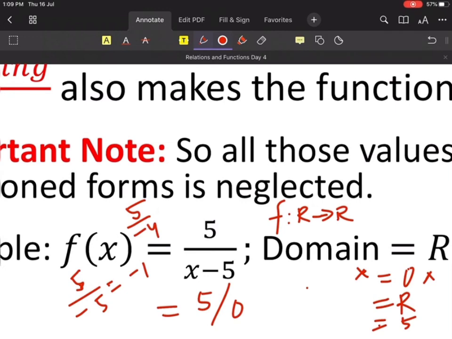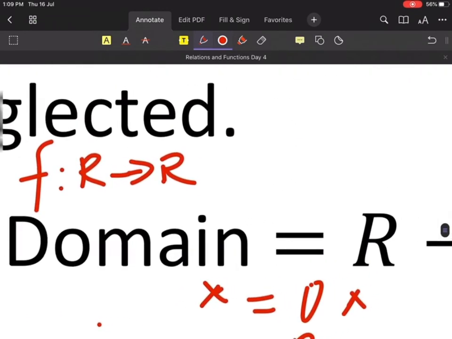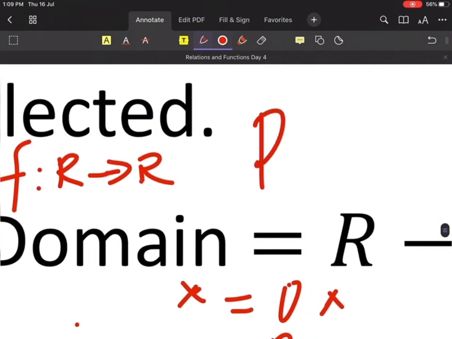Now we move on to the next answer, that is 5. The domain is all the possible values of x for which the function is defined. But for 5, the function is undefined, so how can it be 5? The 5 is not possible at all. Understood? Now the next answer, that is R. R is not possible. Why? Because 5 is also a real number.